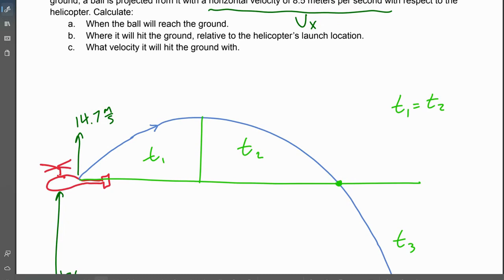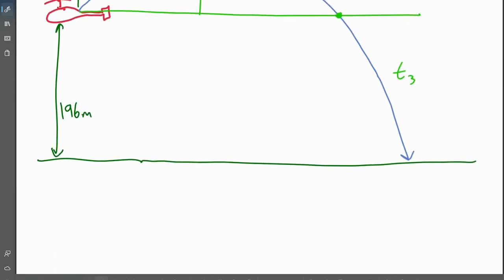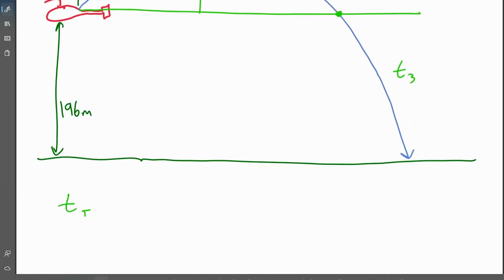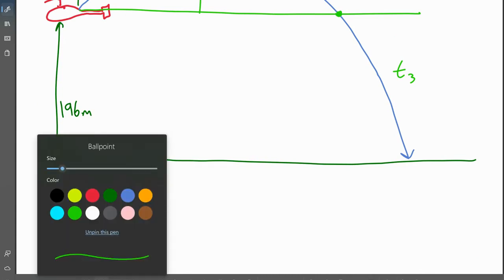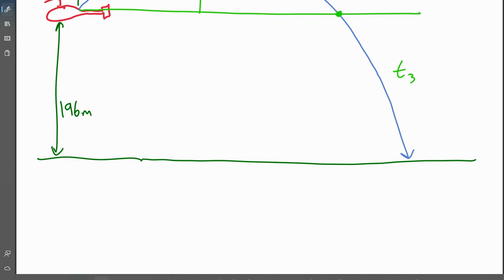Okay, so calculate, first of all, when the ball will reach the ground. When the ball will reach the ground, we're looking for time total here. Actually, I'll do this in a different color so as to not confuse you with the individual times. Let's do orange. It's almost October, right? So time total equals question mark. Well, which axis do we use for time? We want to use the y-axis.